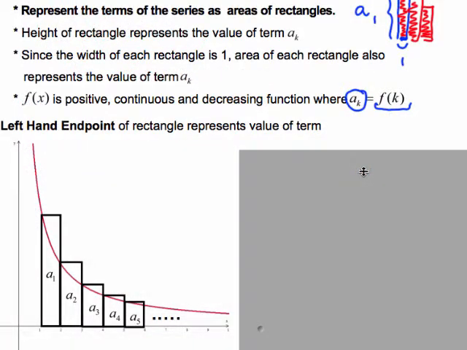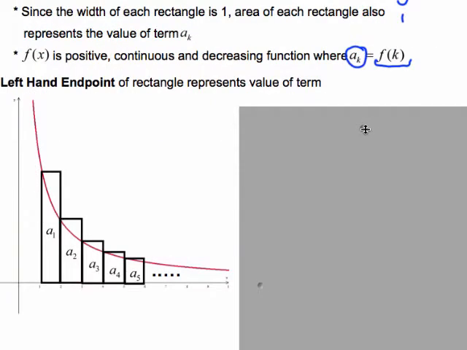Alright, here's a visual representation of what I'm talking about. So I have my rectangles, term 1, term 2, term 3 represented as areas of rectangles. And I've got a function f of x which is continuous so that the left endpoint of each rectangle is equivalent to the value of the term. So this is the value of term 1, a1. It's also f of 1. This is the value here of term 2. That's f of 2, etc. So I've got a function such that the value of the kth term is equal to f of k.